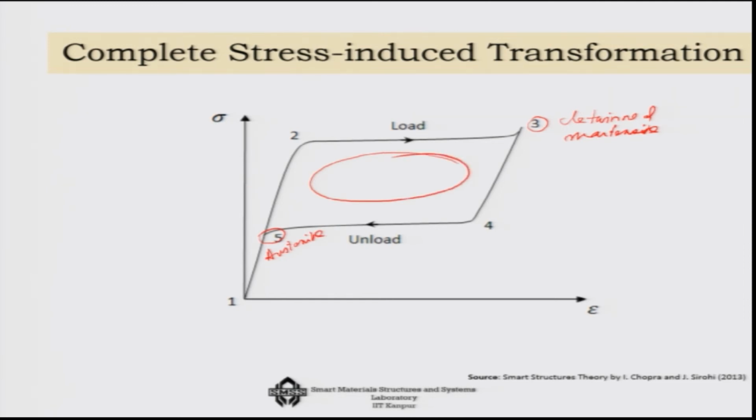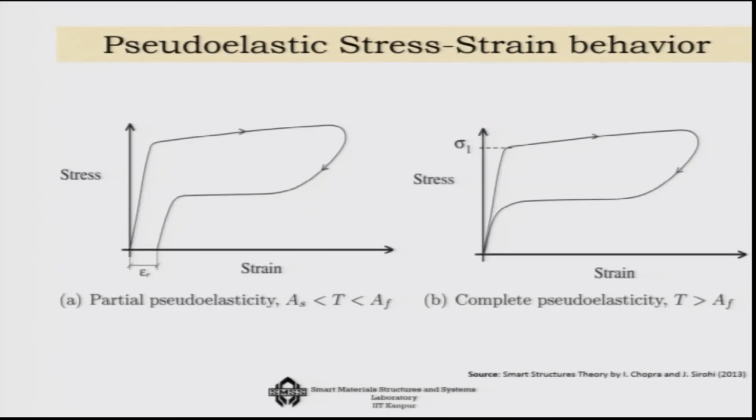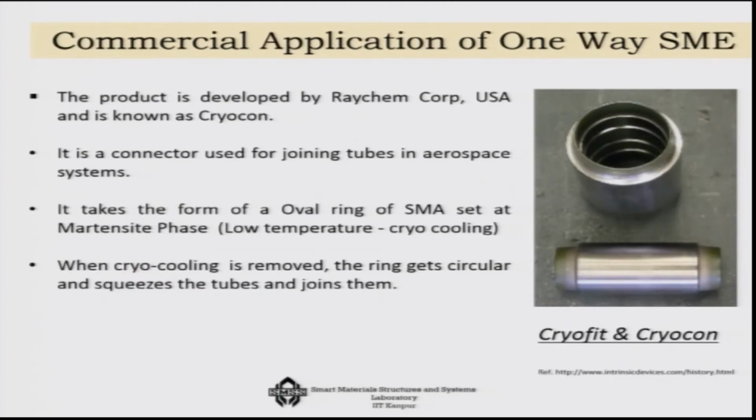Now, what if I do not take it to the complete detwinned martensite phase? That is possible. In this case, it will be partial pseudo elasticity, as you can see that you are going partially and coming back, and there will be some amount of recovery strain in the system. So, complete pseudo elasticity can bring it back to the 0 strain condition, but partial pseudo elasticity will have some amount of remnant strain in the system.